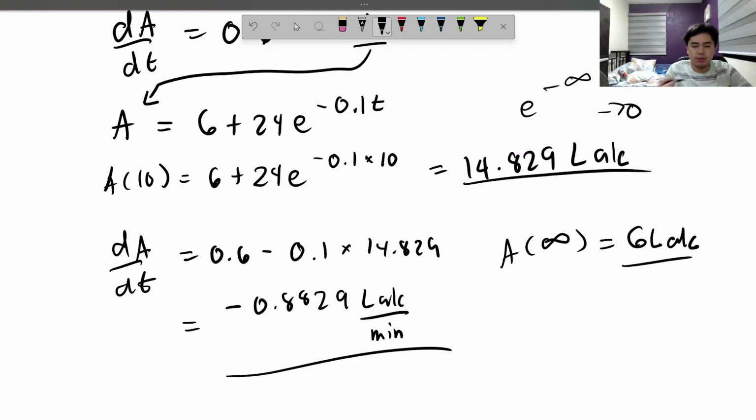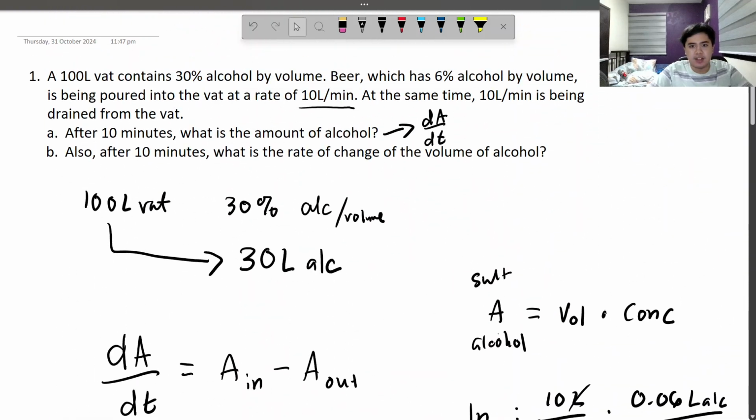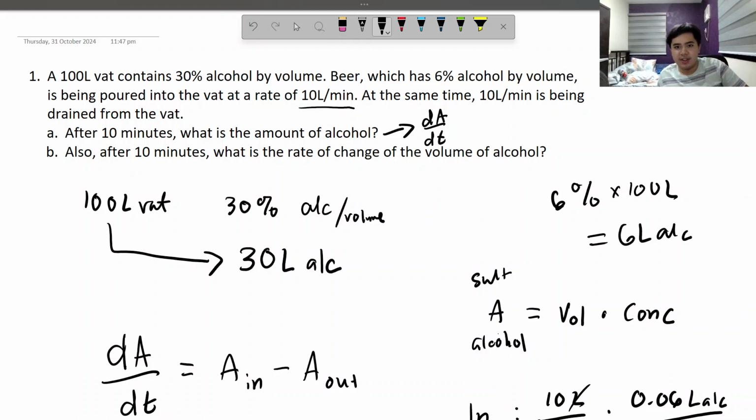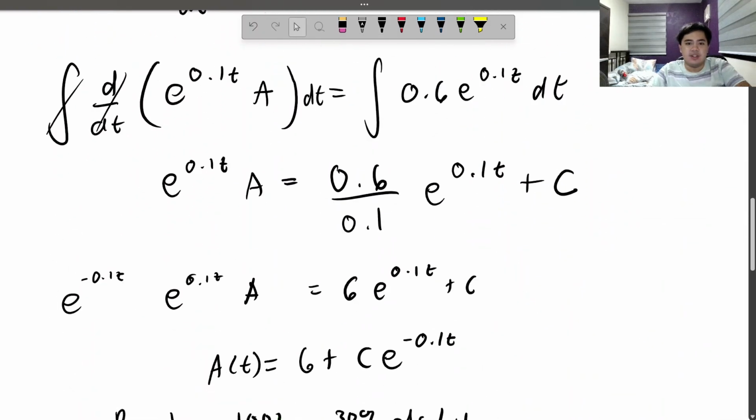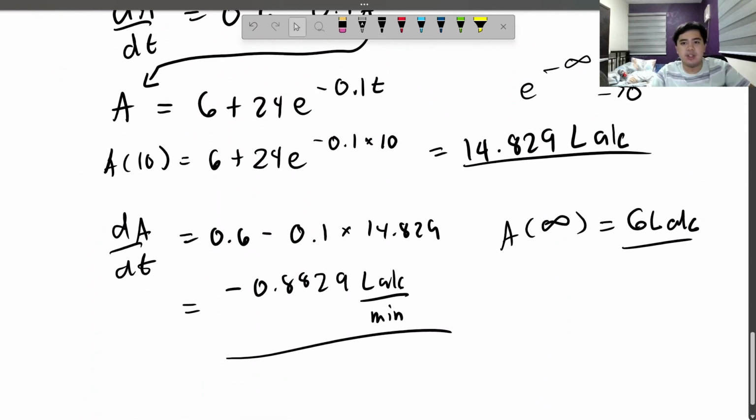And if you actually look at it, this makes sense because beer has 6% alcohol by volume. If the beer completely replaced the original alcohol, 6% of the alcohol by volume times 100 liters is 6 liters of alcohol. So that does make sense. All right. So that's going to be the answers. 14.829 liters alcohol and negative 0.8829 liters alcohol per minute.